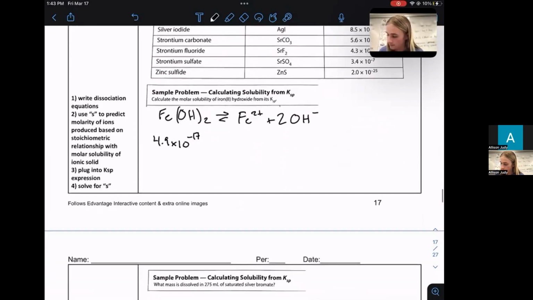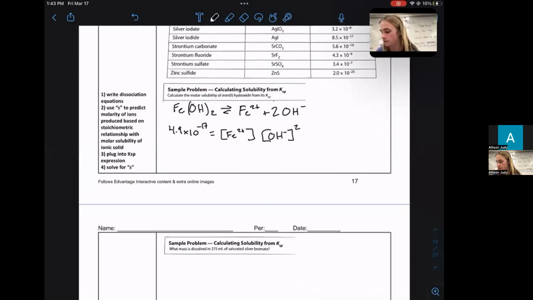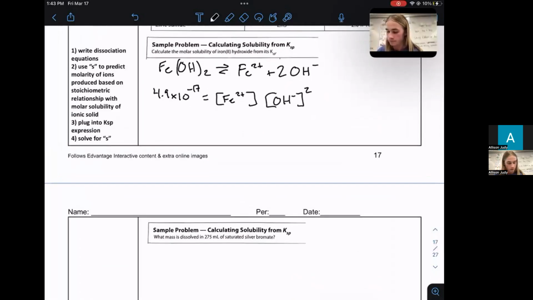And that we can write our KSP expression. That is going to equal the concentration of iron 2+ times the concentration of OH-, and we're going to square that concentration because of the coefficient of 2. Why is it then multiplied by 2? Because the concentration of OH- is not the molar solubility, it's twice the molar solubility.